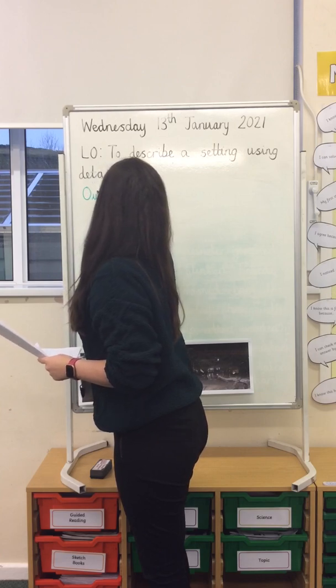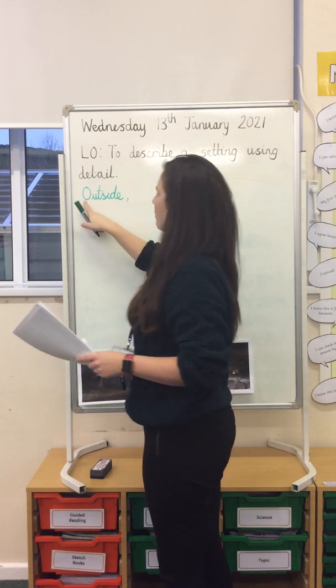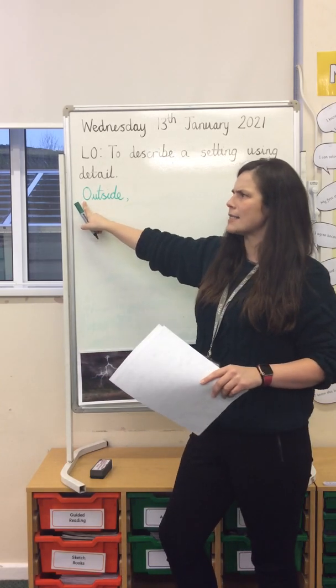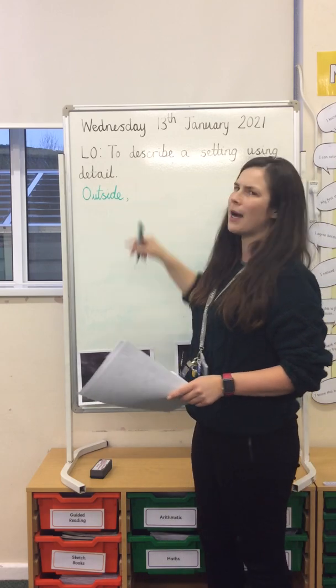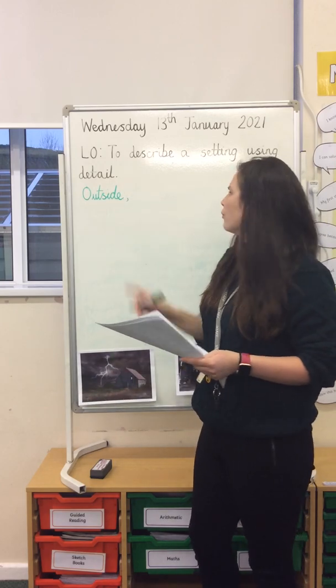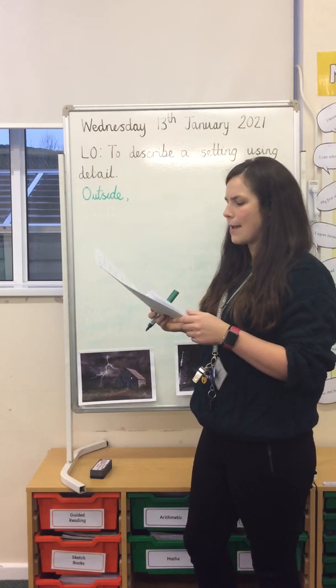Oh, outside. What do I need after outside? Oh yeah, a comma. Outside, capital letter, as tall as our ascenders. They're all the same size. Middle-sized letters, all joined up. I did not take my pen off the board until I finished my word. You need to make sure you do the same.